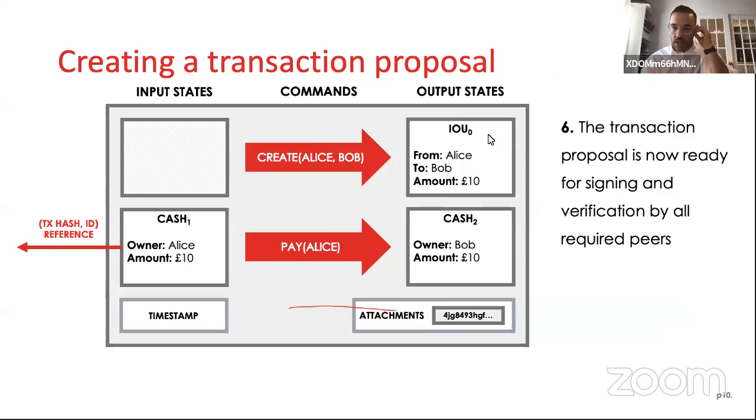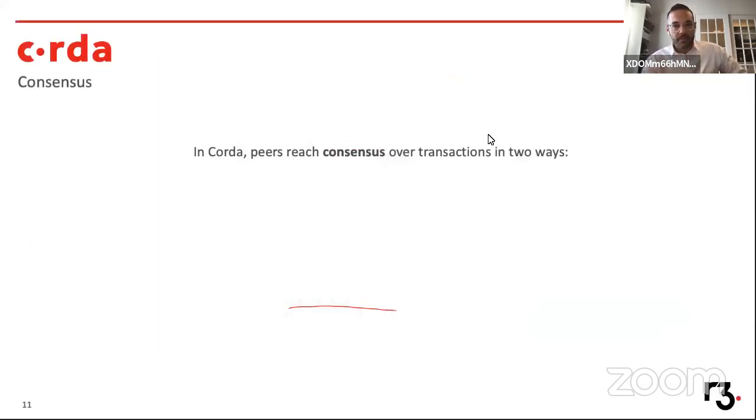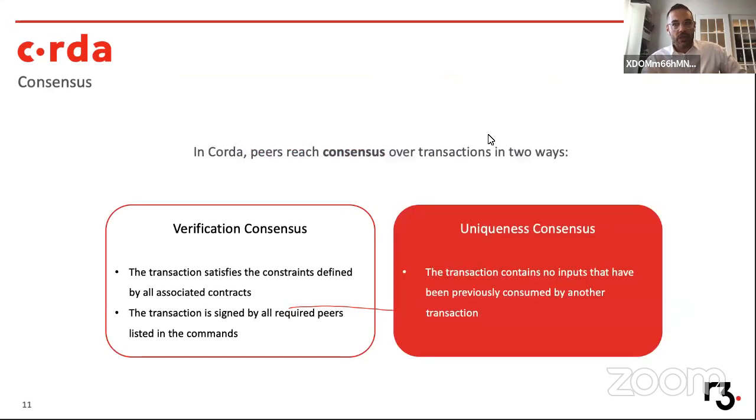I know, just looking at the clock here super quick, we have 9 minutes left. So I'm going to skip some stuff here. We talked about verification consensus and uniqueness consensus. Let's jump quickly to Corda Enterprise.